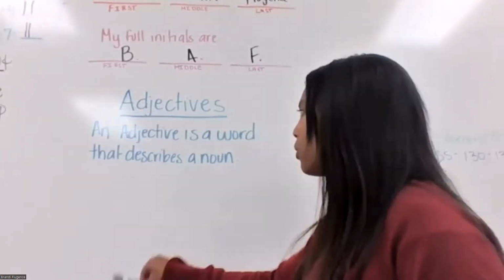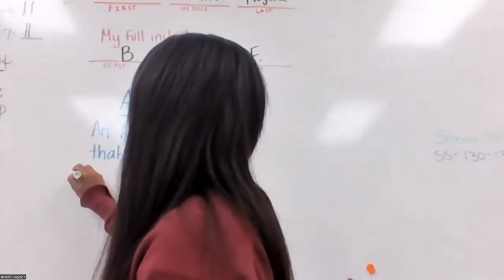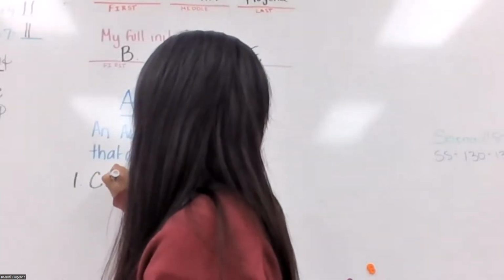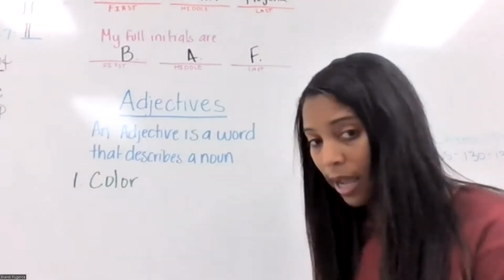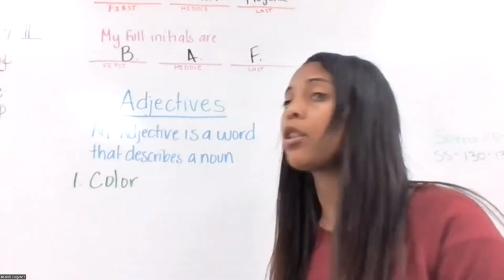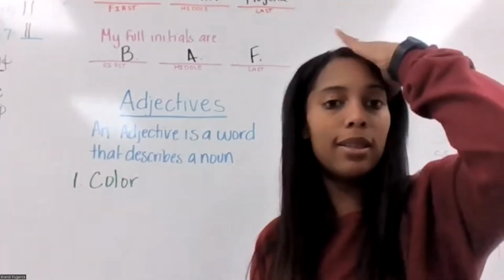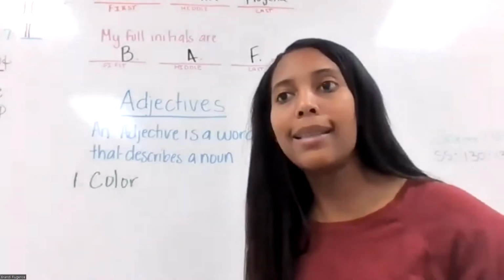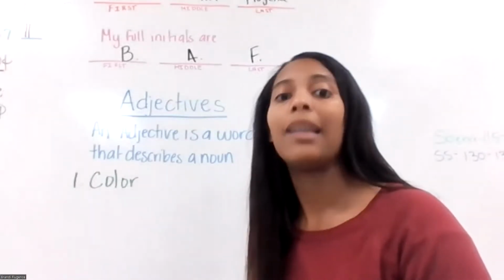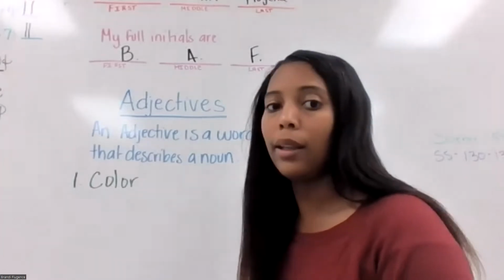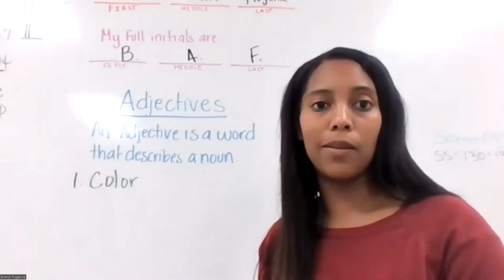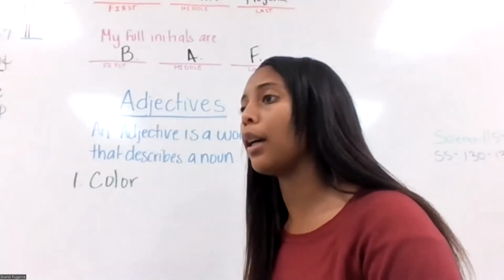So let's start with the first one. Anytime we give the color of something, it is an adjective. If I say red, blue, orange, pink, yellow, silver, gold, anytime I give the color of something, it's an adjective. So go ahead and write a number 1 and put color. These are adjectives. Anytime you give the color.